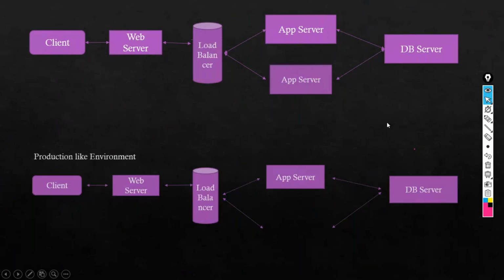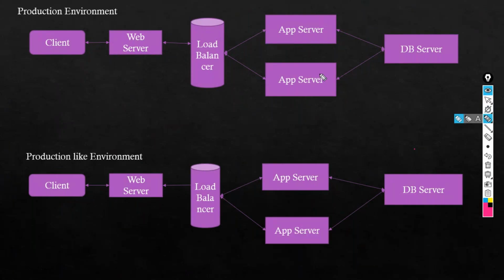So the above one is a production environment where you have a web server, maybe a load balancer in sync with the web server, then two application servers, and a database server. Same thing you need to have in a production-like environment, that is a performance testing environment. A performance testing environment should also have a similar architecture to the production environment, everything like instances, configuration, everything. So it should be an apple to apple comparison.